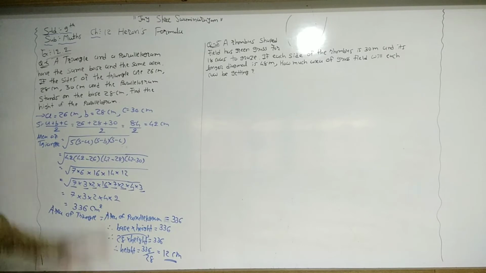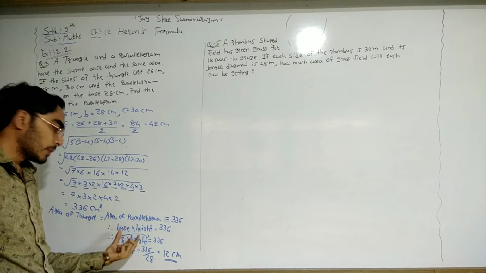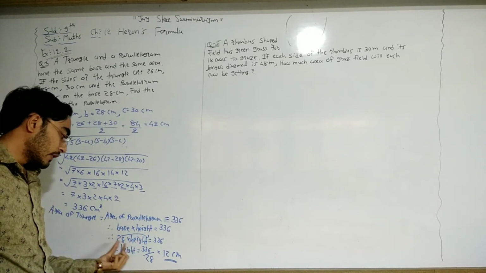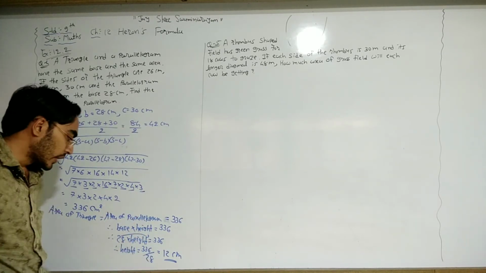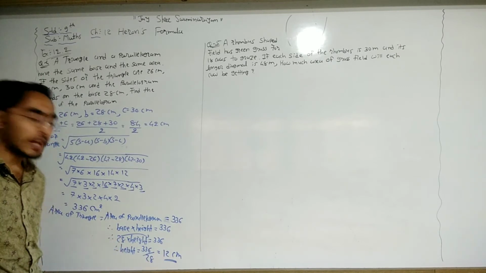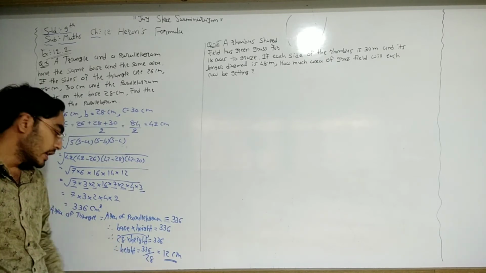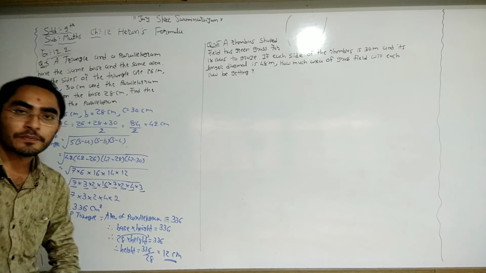So here, first of all, find out the area of triangle. After that, area of triangle and area of parallelogram are same. Now area of parallelogram is base multiply height. Put the value of base and transfer it to the right hand side. So from here, we will get the value of our height.